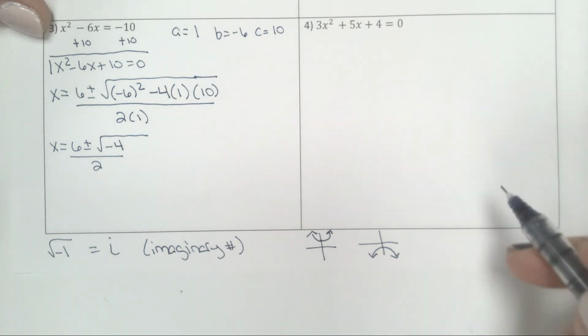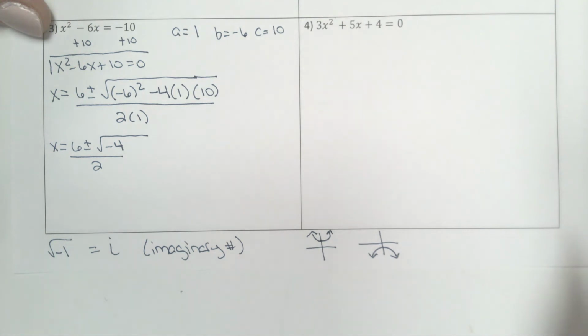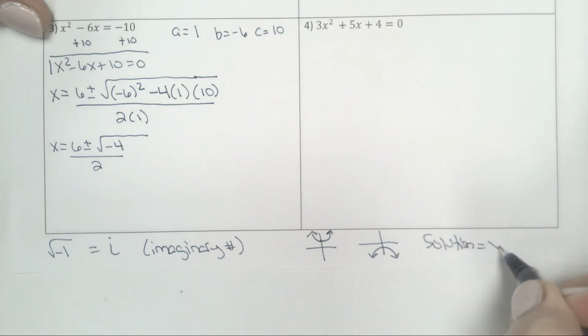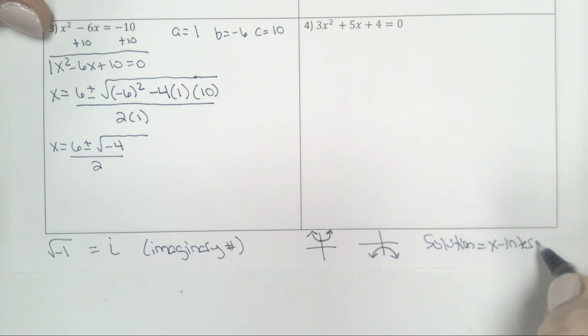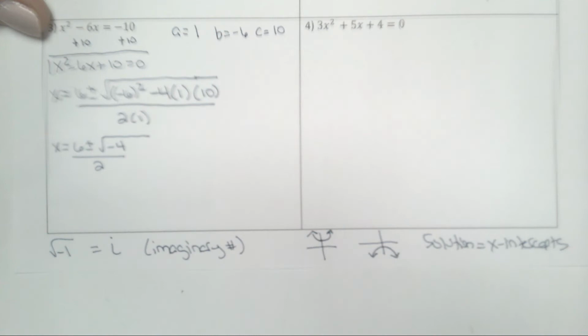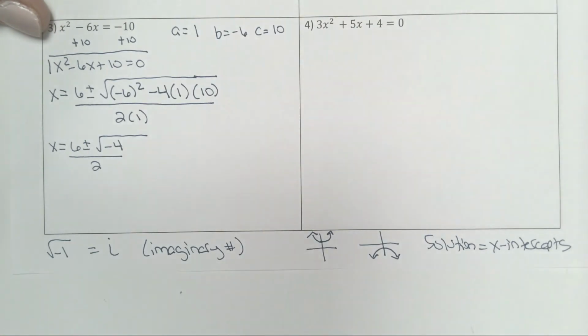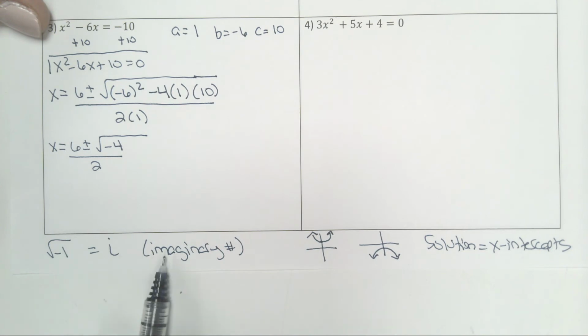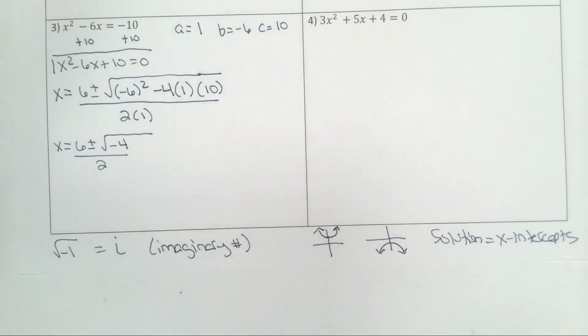So when we are solving, these solutions are the x-intercepts. And so what we are really finding here is where the graph is crossing the x-axis. If you get an imaginary number, that says, hey, this equation doesn't cross the x-axis.